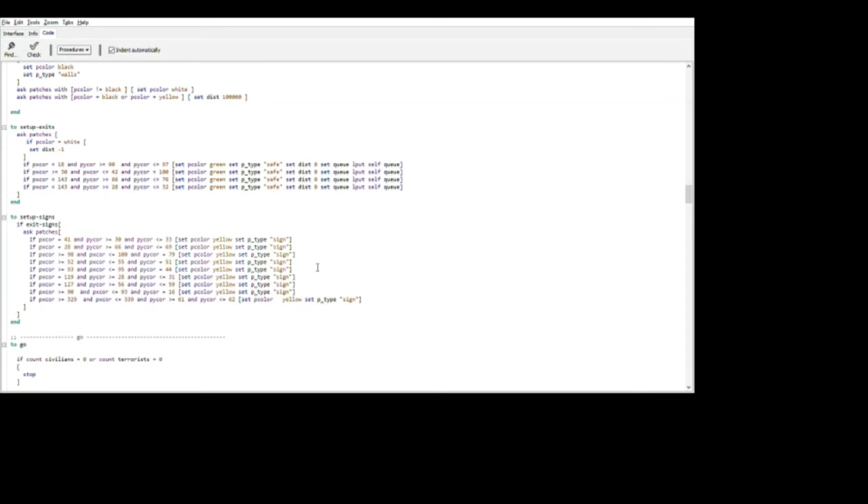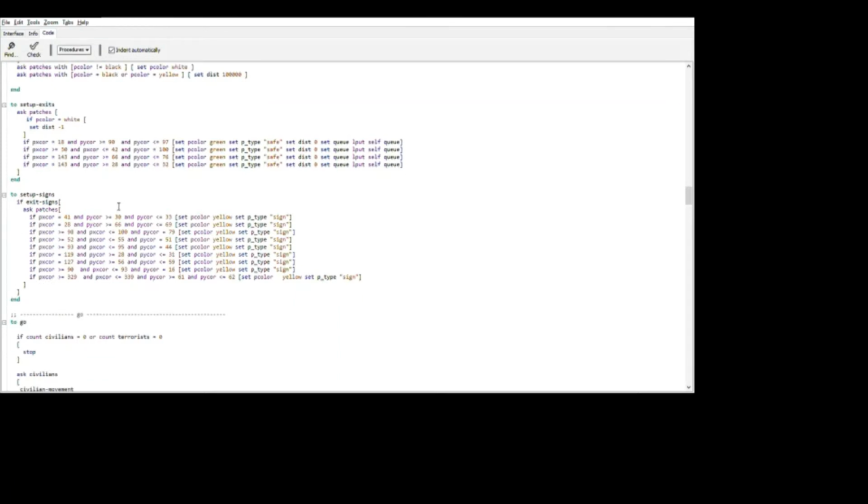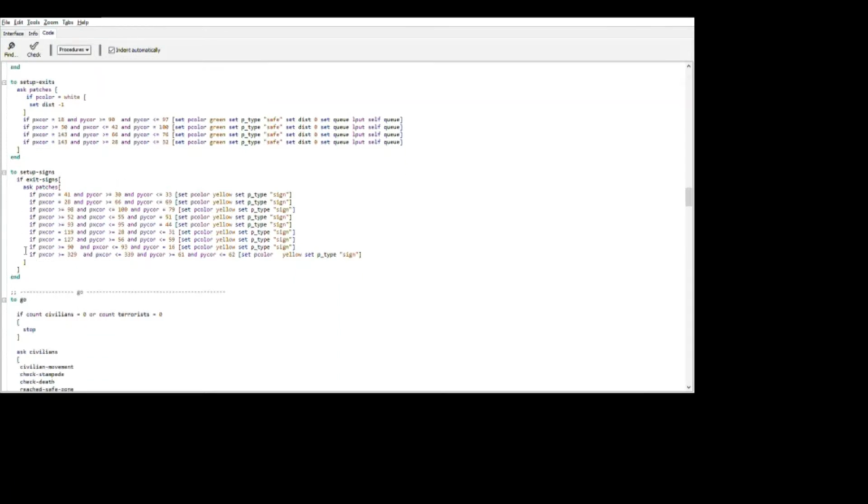Hello, my name is Vikram, and my roll number is 20. So I have implemented the following functions. One is to set up exit signs. These are exit signs which are in yellow color, placed at random coordinates with p type equal to sign.